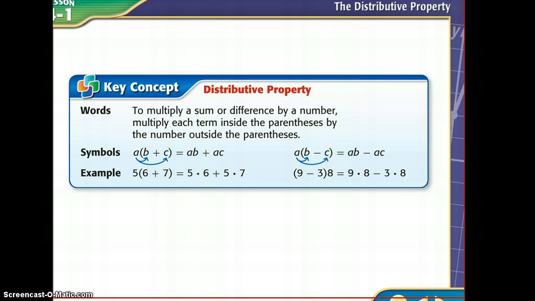Over here, we're doing the same thing. Notice it's subtraction this time, so the subtraction sign is brought over. The operation taking place between A and the parentheses is multiplication, so you'll notice that over here you have A times B minus the A times C. And then they've given you examples using numbers down here demonstrating those exact same principles. So take a second and look that over, make sure you understand.